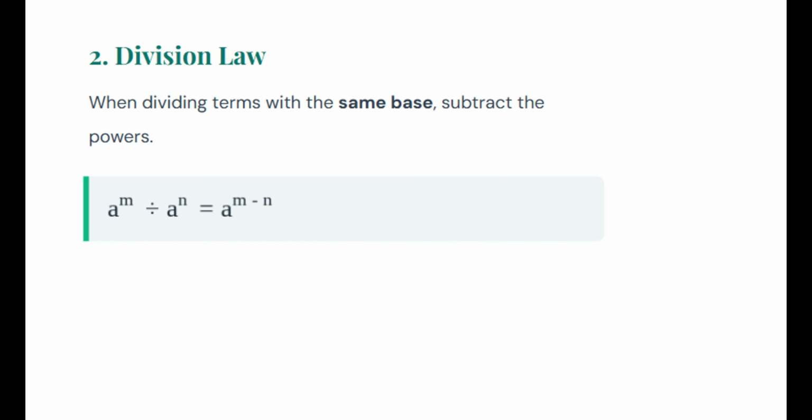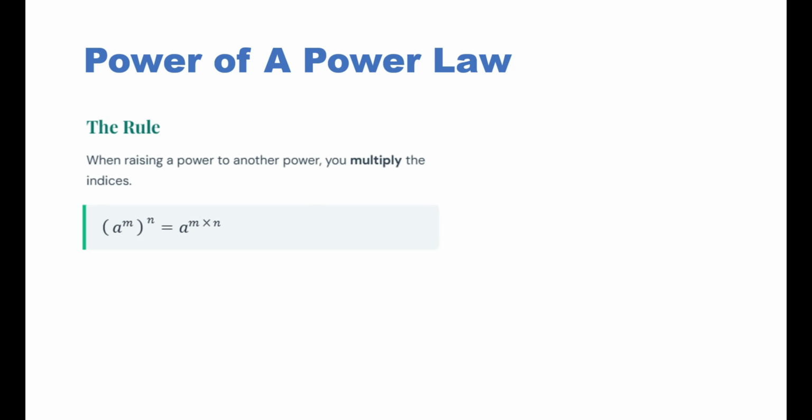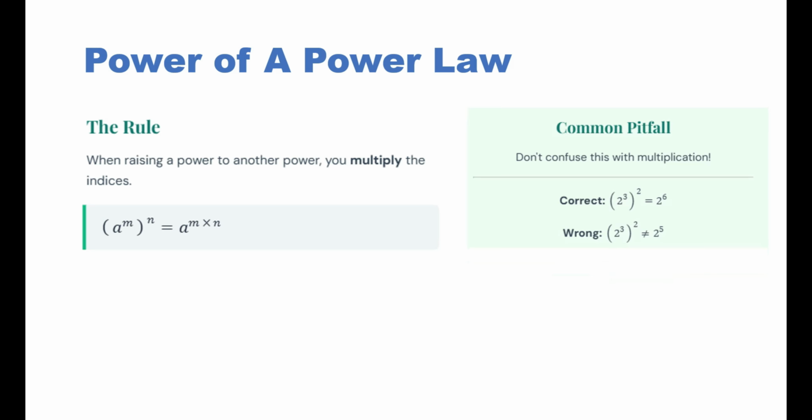Now let us look at the power of a power law. The rule is that when raising a power to another power, you multiply the indices. So, if you are given a to the power of m, which is raised to another power n, the result is a to the power of m times n. I have realized that most people confuse this with the multiplication law, so they end up adding the powers instead of multiplying them. If you check in this case with 2 to the power of 3, which is raised to the power of 2, the correct answer is 2 to the power of 6, not 2 to the power of 5.